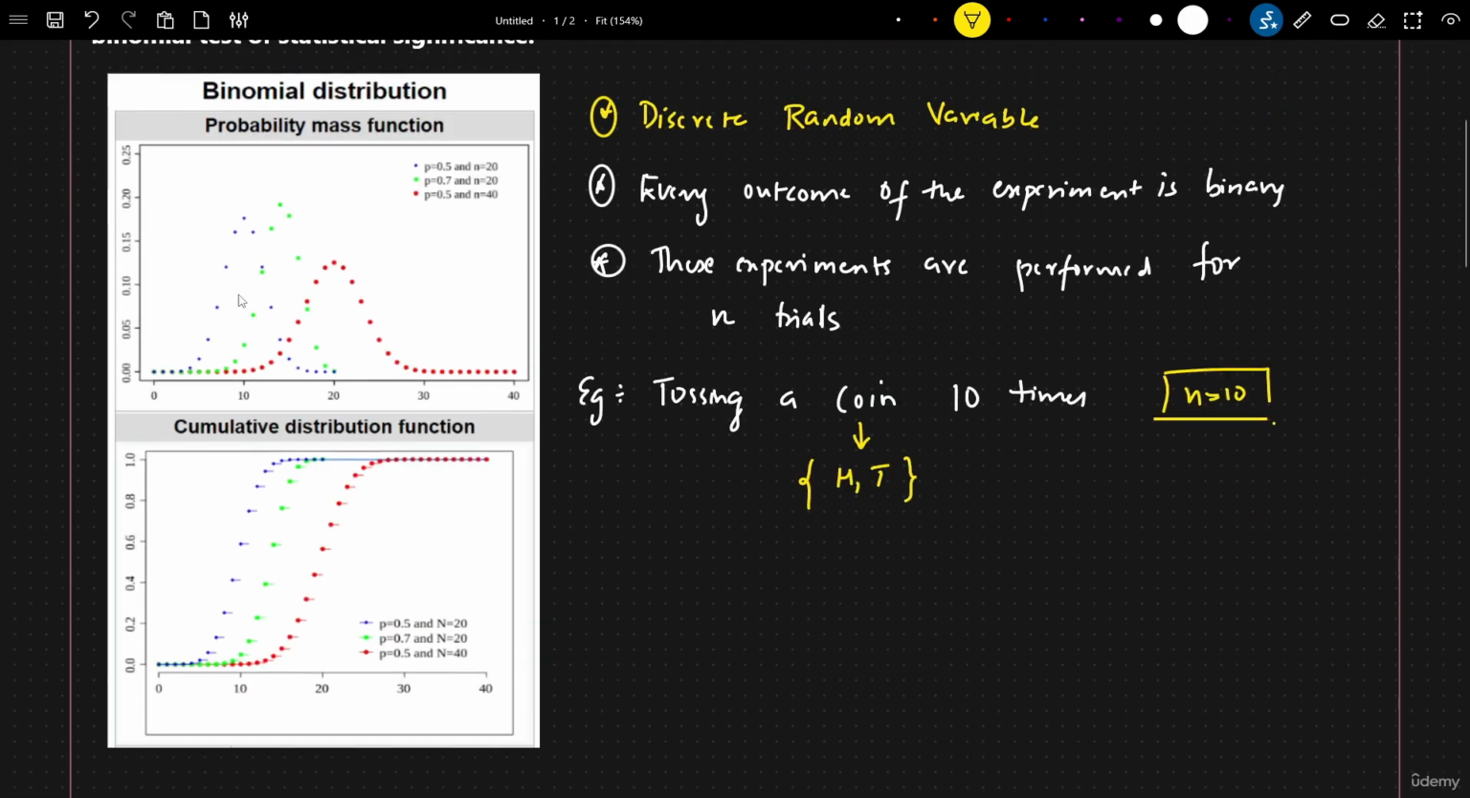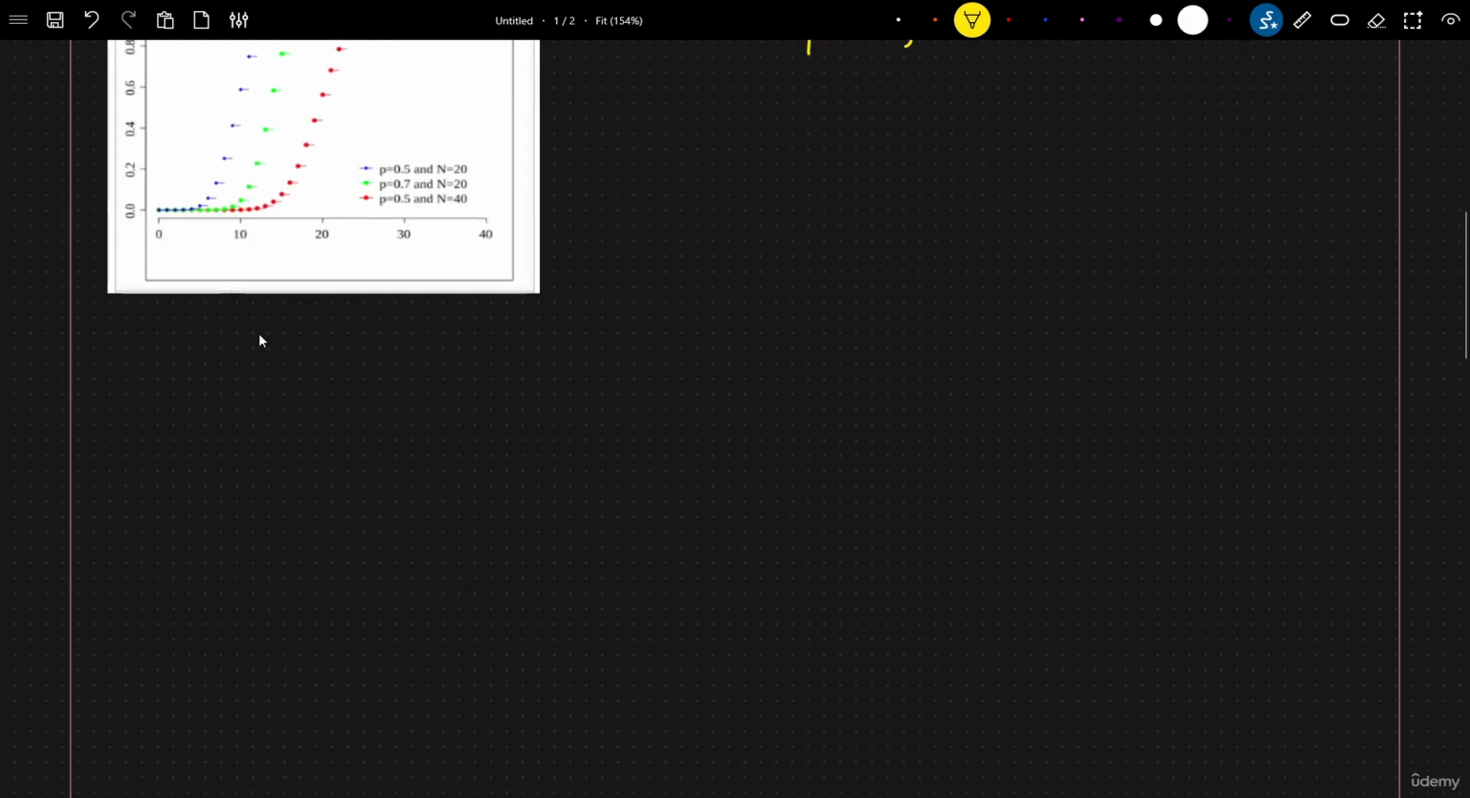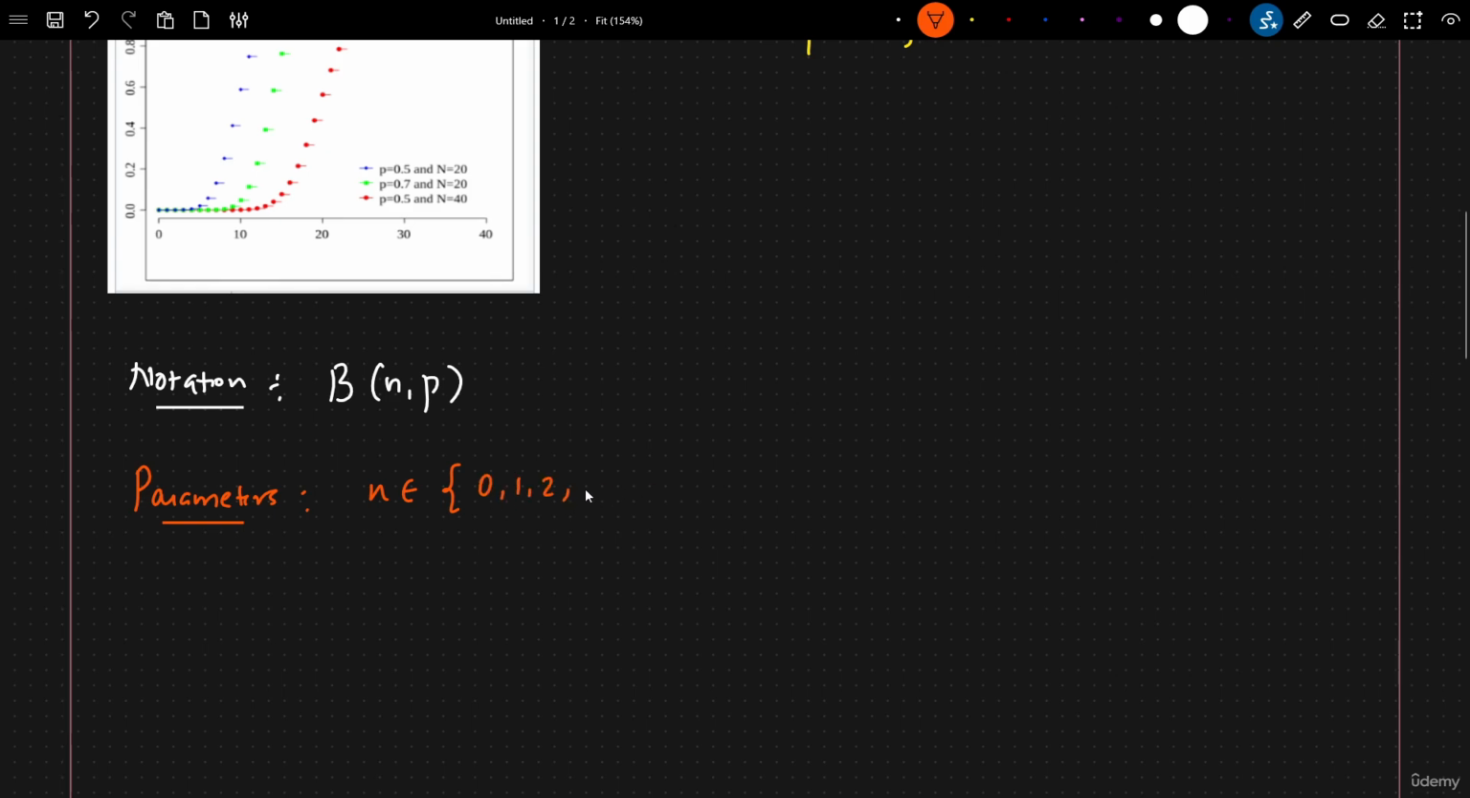How this distribution is constructed: for this we use a PMF function, and for the PMF of a binomial distribution, the formula looks a little bit different. So first of all, we need to understand the notations. The notation for binomial distribution is denoted by B(n, p). First of all, we'll understand what is B. Let me define the parameters. First of all, n belongs to 0, 1, 2 up to some value. This is my number of trials or experiments. Understand what exactly is binomial distribution.